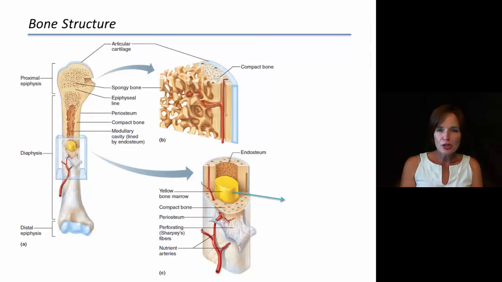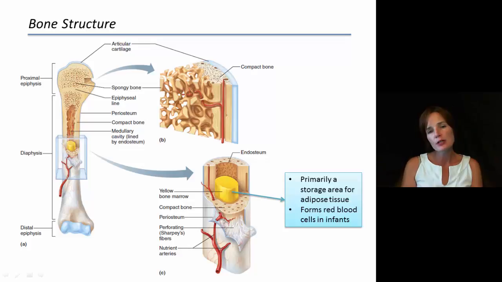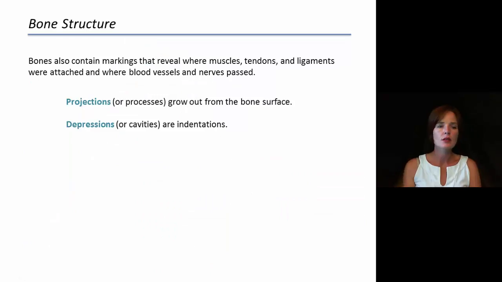If we take a closer look at the bone structure and just magnify some of these different areas, the portion that you see on the bottom here that's been magnified is a cross-section of the diaphysis. One area that we haven't really talked about yet is the yellow bone marrow. So that's what we see in yellow right down the center. This is primarily a storage area, and that is a storage area for adipose tissue. Besides that, this is also where we see that hematopoiesis. That is the formation of red blood cells, and that's going to occur in infants.